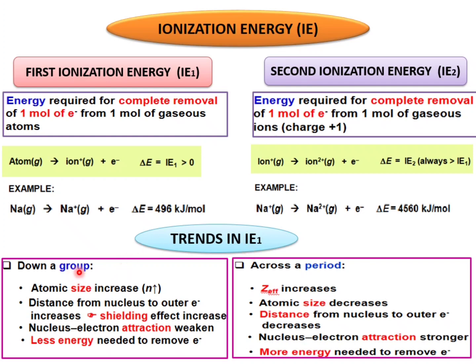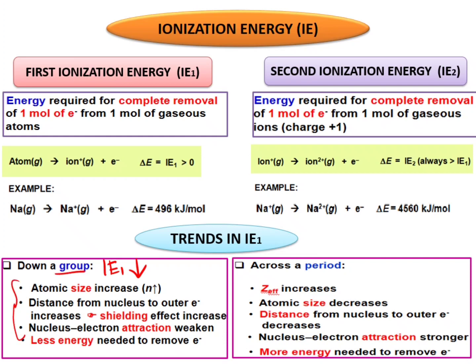So if down a group, atomic size increase. So kita tahu bila down a group just now, we know that atomic size semakin besar. Okay, why? Because the distance of the nucleus from outer electron increase, and because of the shielding effect increase. Kita tahu lagi banyak petala. So that's why nucleus electron attraction become weaker. So less energy needed to remove electron. So down the group, the ionization energy decrease. So IE1 akan menurun bila down a group. Sebab apa? Sebab ni lah dia punya explanation.